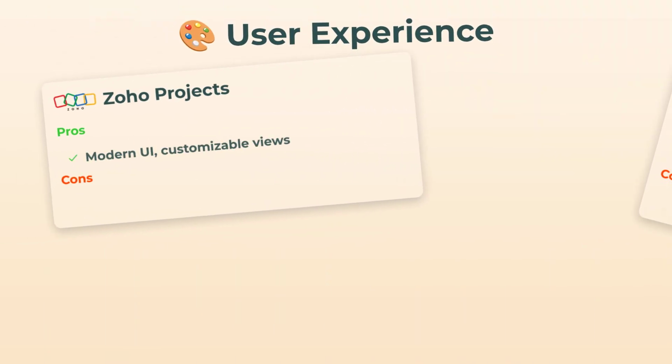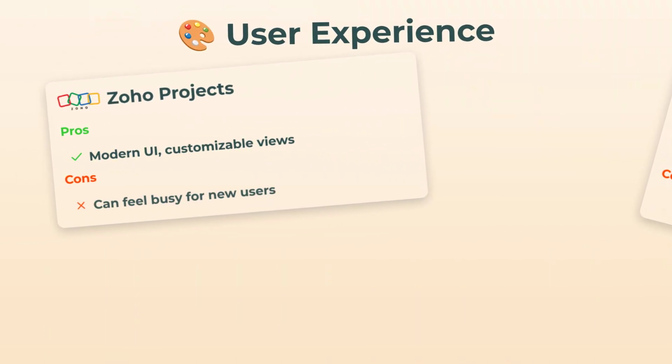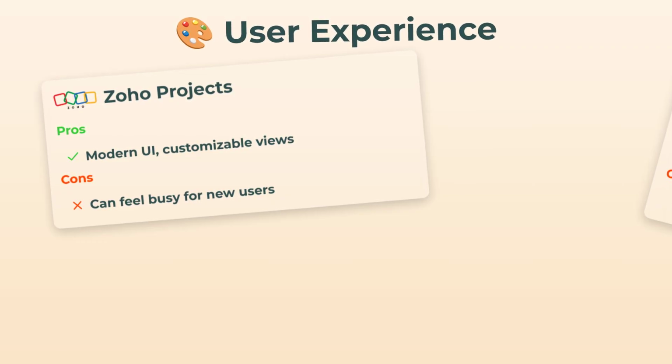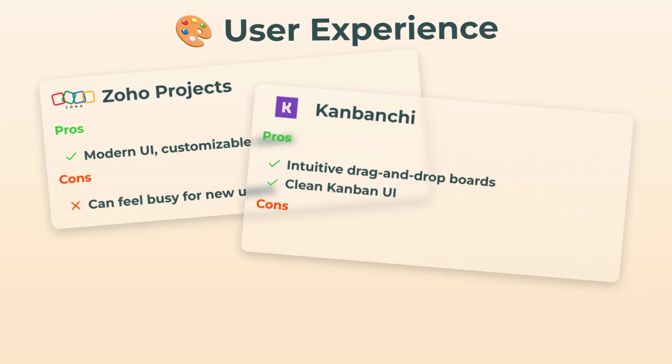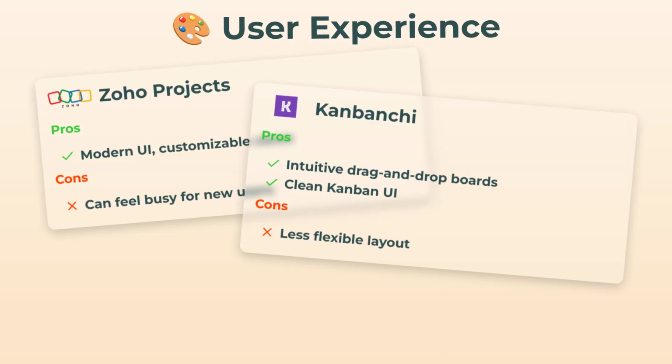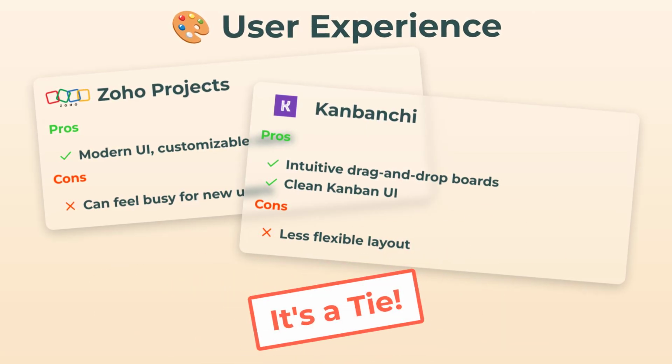Now let's talk user experience because a nice-looking app actually makes a difference, right? Zoho's UI is modern, customizable, love that, but it can get a bit overwhelming when you're just getting started. Kanbanchi, it's got that clean, drag-and-drop vibe. The basic Kanban flow is honestly so refreshing. But you know, it's less flexible in terms of layout. So at the end of the day, it's a tie. They both have their quirks but are genuinely pleasant to use.